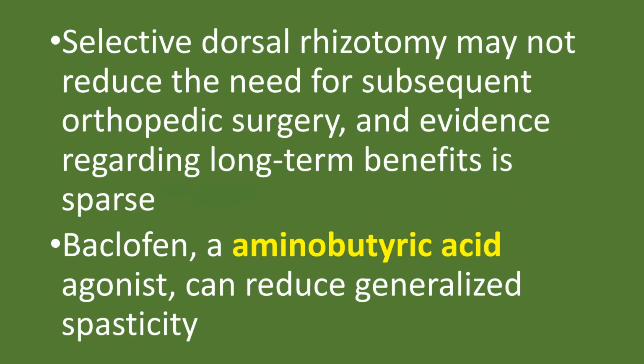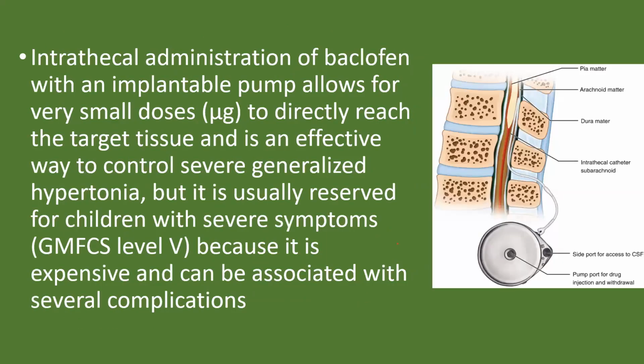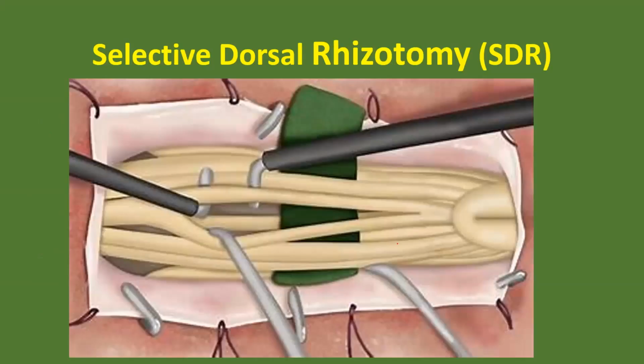Baclofen, which contains a gamma-aminobutyric acid agonist, can reduce generalized spasticity. We mentioned the intrathecal baclofen. This is a gross section showing the rootlets, how they are selected and divided while doing selective dorsal rhizotomies.